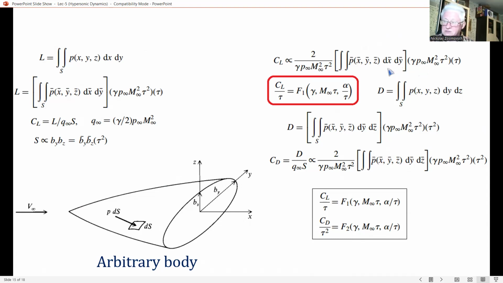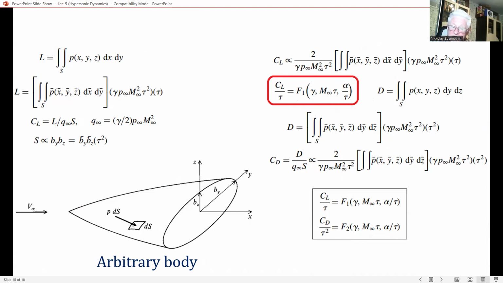Now, recall that the pressure p is obtained from the solution of the hypersonic small disturbance equation for a given gamma, M infinity tau, and alpha over tau. Therefore, the surface integral given in this equation will depend only on gamma, M infinity tau, and alpha over tau. With this in mind, the previous equation leads to a functional relation for CL over tau in this form.